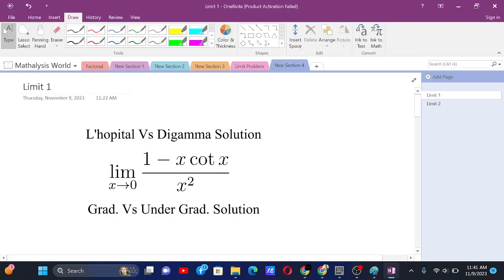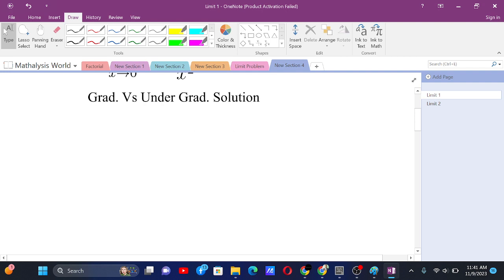Solving a limit through grad and undergrad perspectives. So we have this limit, where x tends to 0, of (1 minus x cot x) over x squared. Basically we can solve this limit using L'Hopital's rule as well as the digamma function, and we are going to solve both of them in this video. Yeah, let's begin.